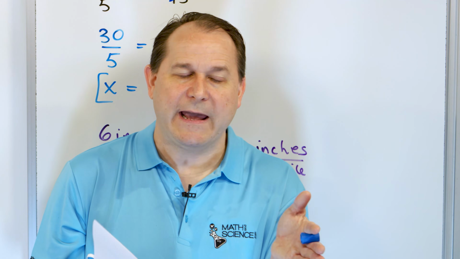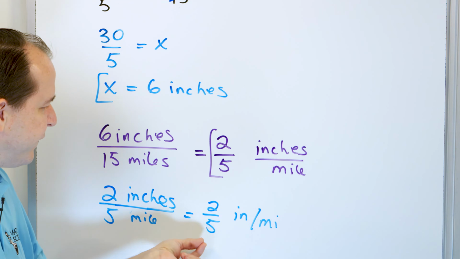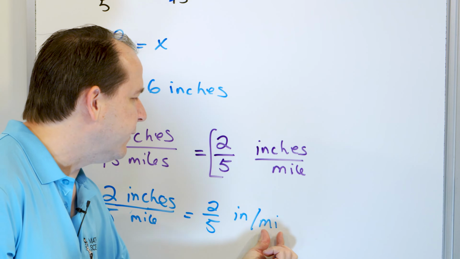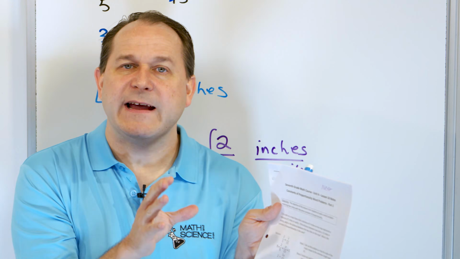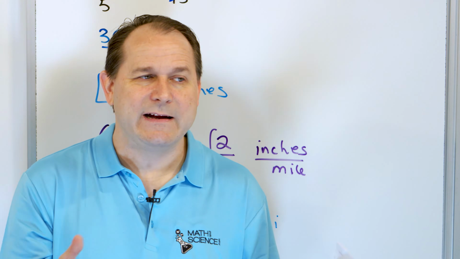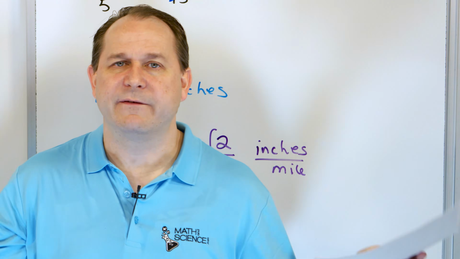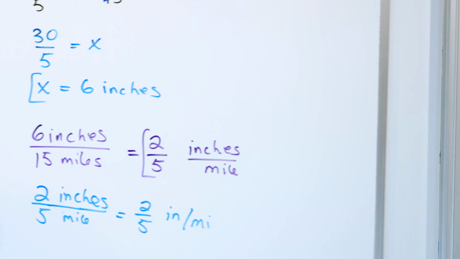We know the map scale, 2 inches per every 5 miles. When you divide those numbers, it's 2/5 of an inch for every mile in the outside world. So we get the same number, the same ratio, the same constant of proportionality, because, as I said, the scale between the map and real life is fixed. It's locked. It doesn't change. So no matter what numbers you put in, you should get the same constant of proportionality out.